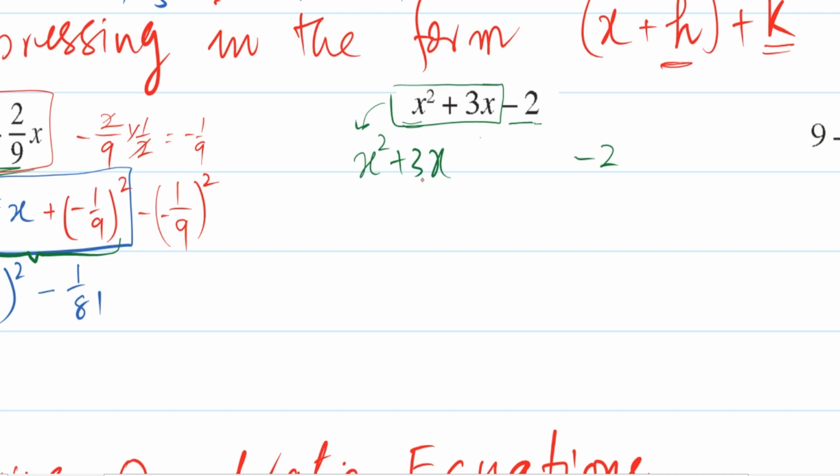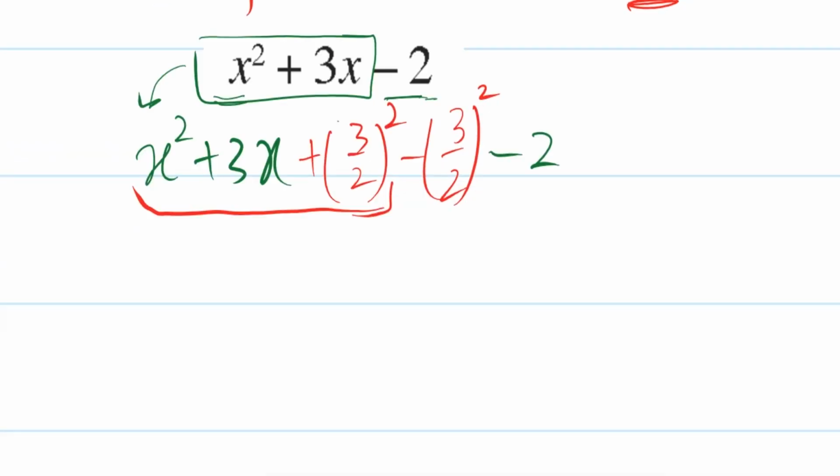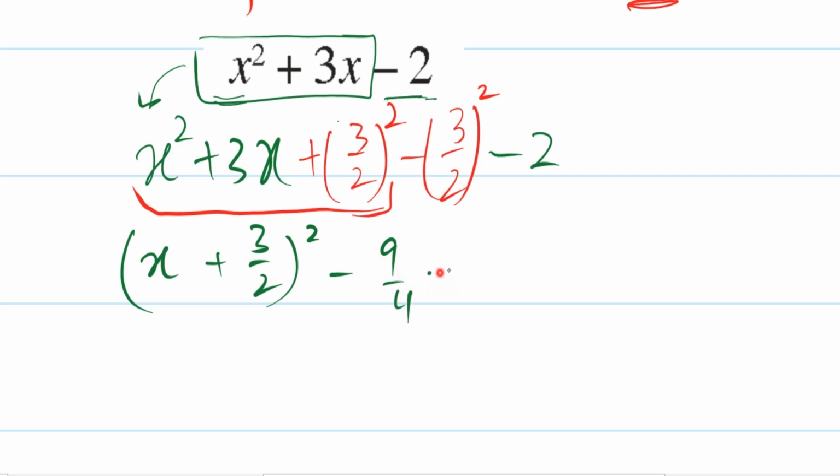Here in this case, the coefficient of x is 3, and half of the coefficient of x is 3 over 2. So we will add the square of 3 over 2 and definitely we will subtract it too. That means we will add and subtract the square of half of the coefficient of x. That will make the first three terms a perfect square. We will convert this into the perfect square form, which is x plus 3 over 2 whole square, and then minus 3 over 2 square, which is 9 over 4, minus 2.